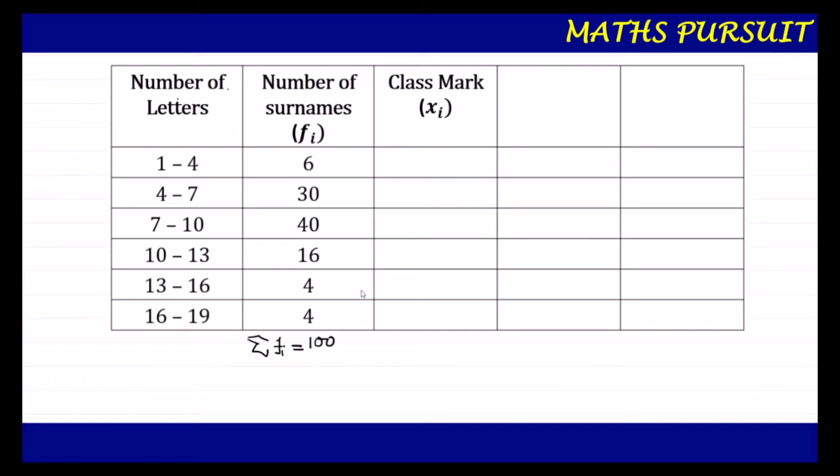So let's see how we are going to find out the class mark. We calculate the class mark as upper limit plus lower limit divided by 2. If you look at the number of letters column, the upper limit is 4 and the lower limit is 1. So that means 4 plus 1 divided by 2, we will get 2.5.